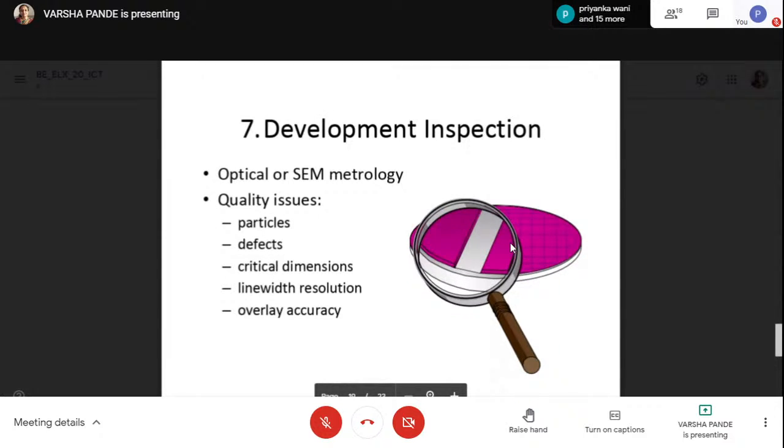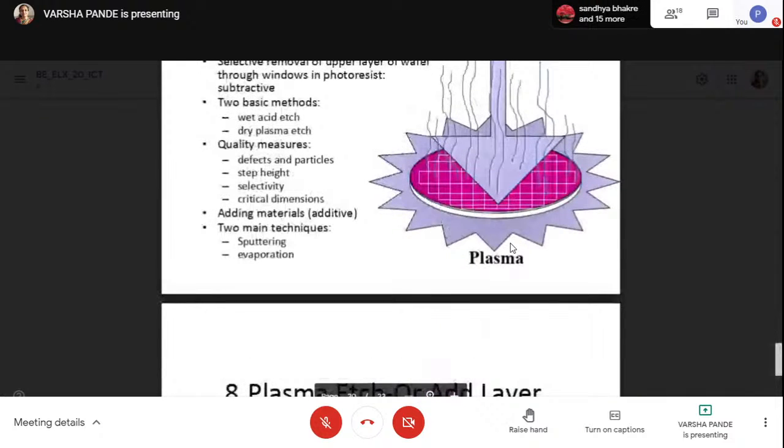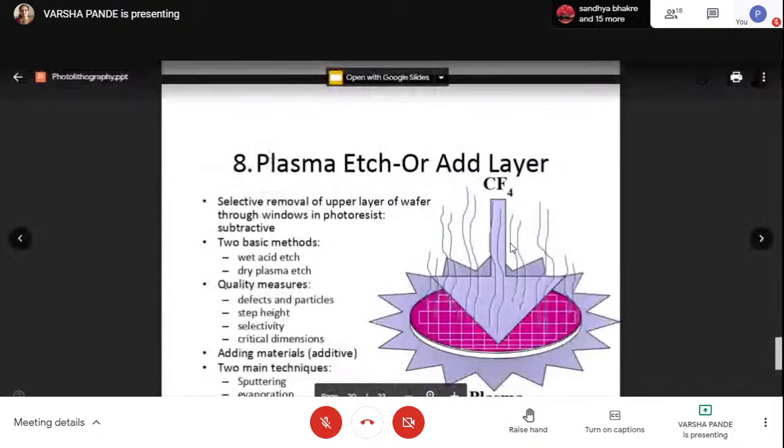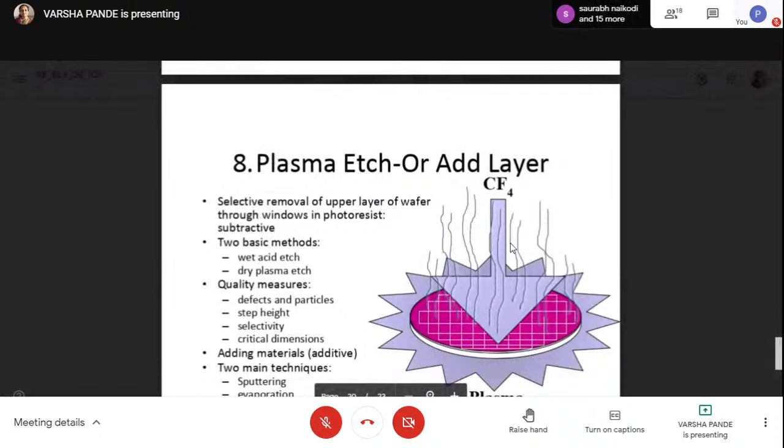The next will be etching. Once the windows are created, we can etch.